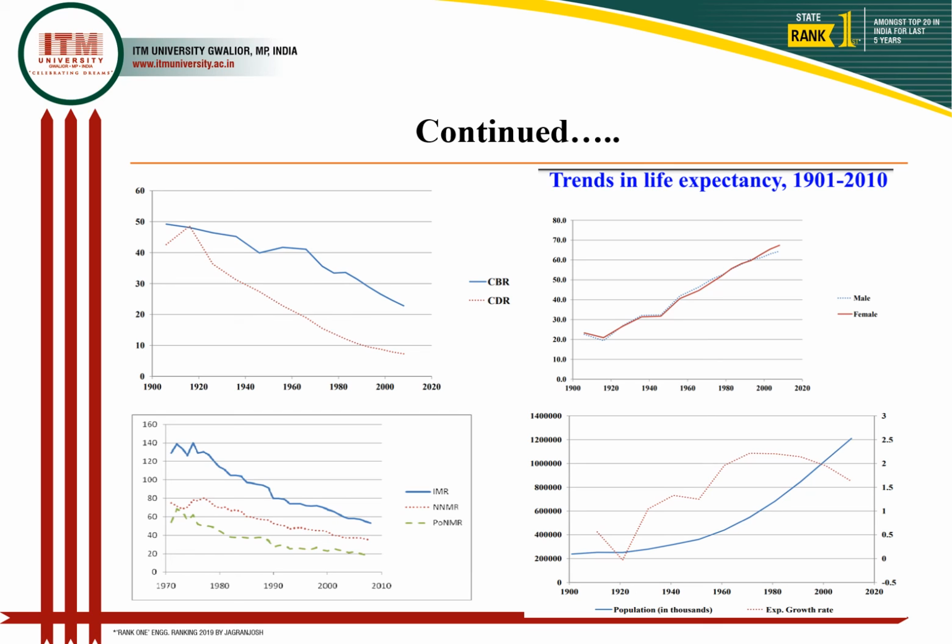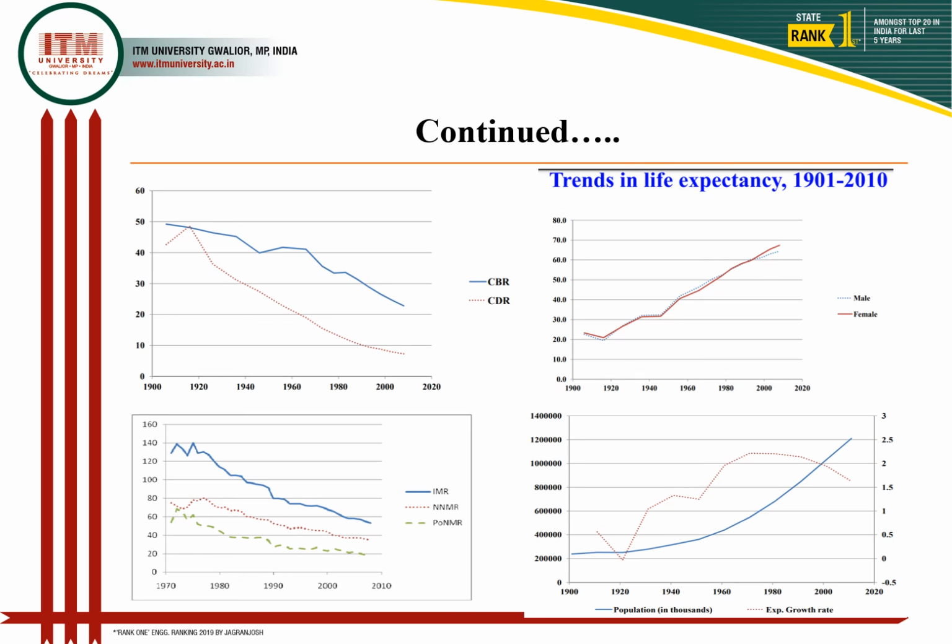Similarly, when we look at the infant mortality rate, and the postnatal mortality rate, natal mortality rate and neonatal mortality rate, all these three factors are decreasing, where infant mortality rate has been reported with a sharp decline from the 1970s to 2010.